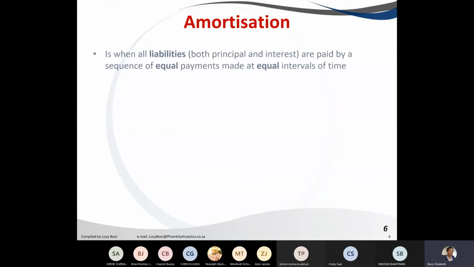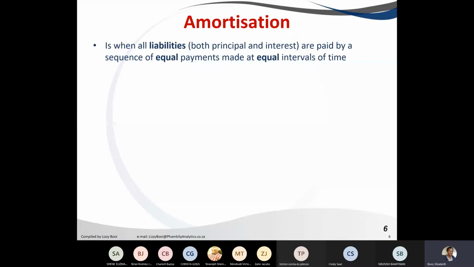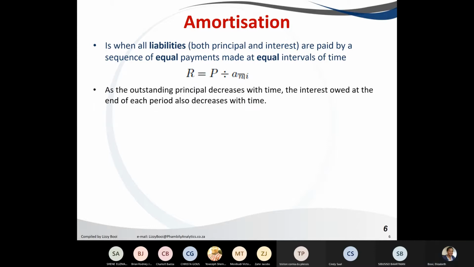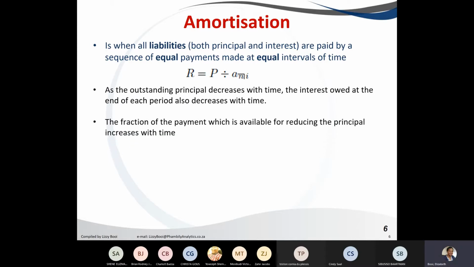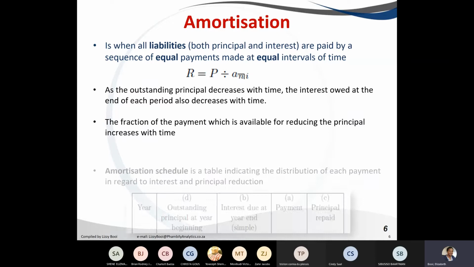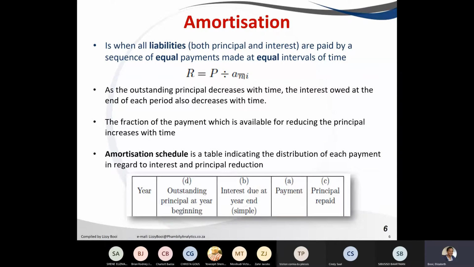So amortization is all liabilities paid over equal payments over the same period, equal time. We use present value of an annuity to calculate the annuities. We've done the annuities, so you know how to calculate this. Every payment that you make, your outstanding principal will reduce and your principal repaid will always increase with time. This is the amortization schedule.